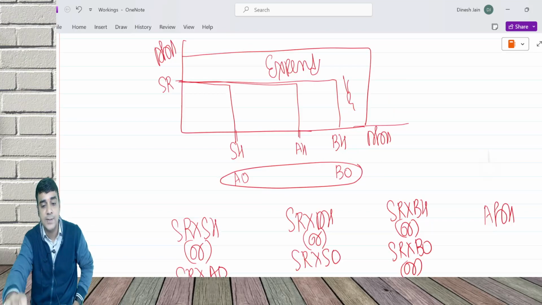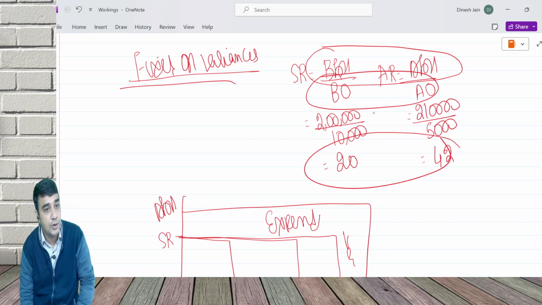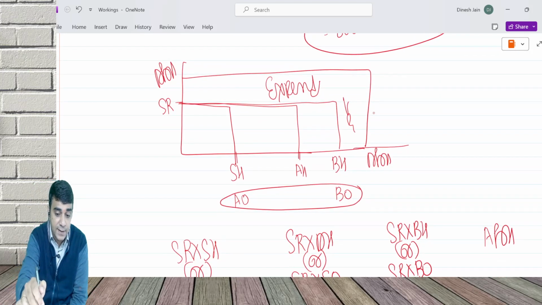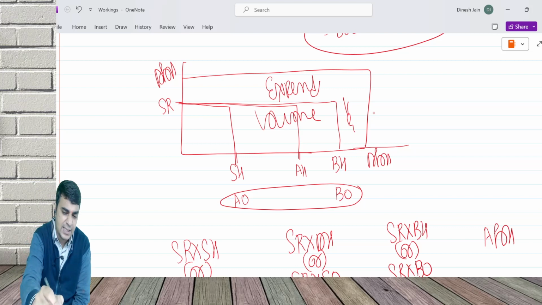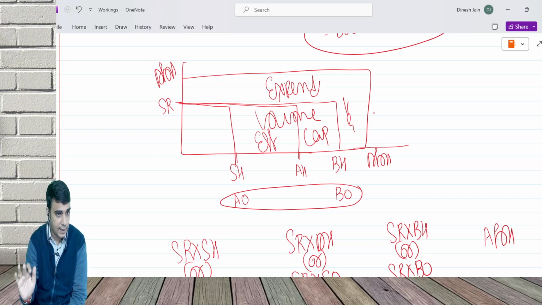So the first part is the difference in the numerator, which is BFOH and AFOH. The difference in the numerator is called expenditure variance. The formula will come from the chart. Second one is the difference between AO and BO. This together is called volume. SH and AH comparison is called efficiency, and this is called capacity. I'll give the logic of the formula in some time. For the time being, you just need to tell me the formula using your understanding of the chart, whatever I have explained in the chart.